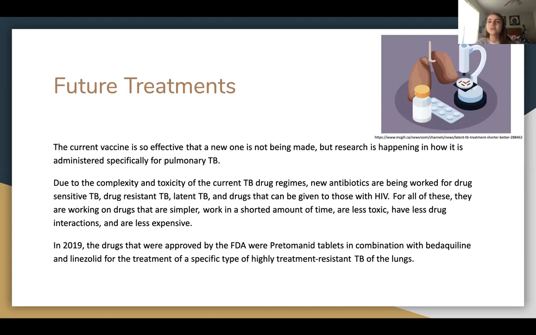We're really trying to work against that antibiotic resistance, especially given the length of time that people have to be on antibiotics for this. And one thing recently, in 2019, the FDA approved a combination of a few drugs for the treatment of a specific type of highly treatment-resistant TB of the lungs. So that was a stride that they had made pretty recently.